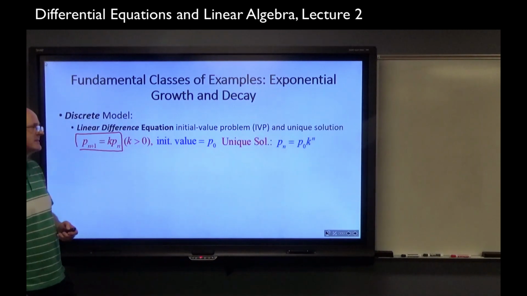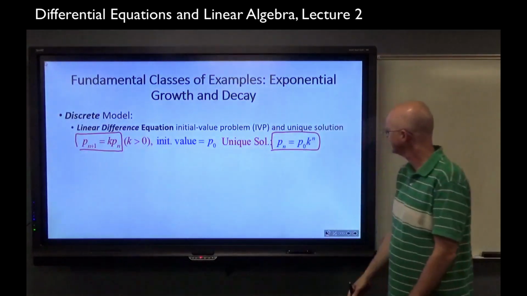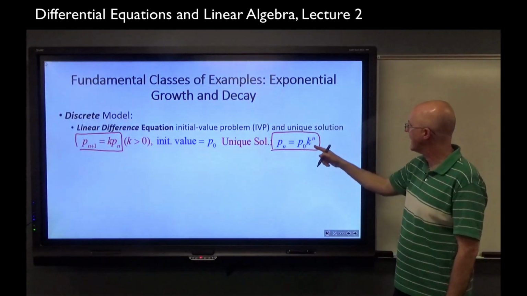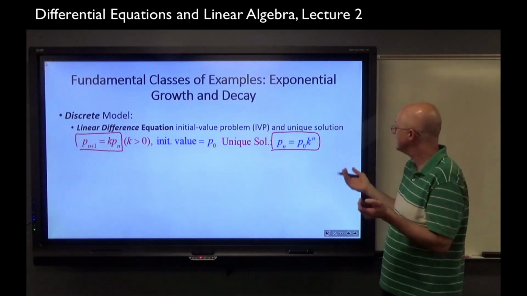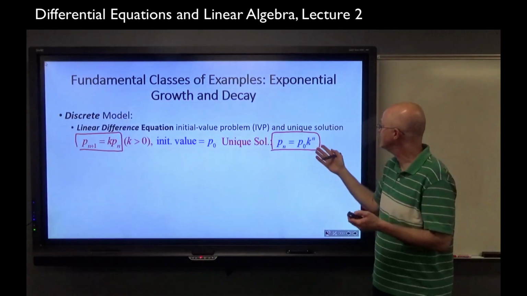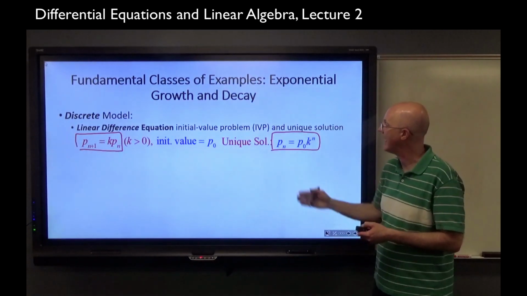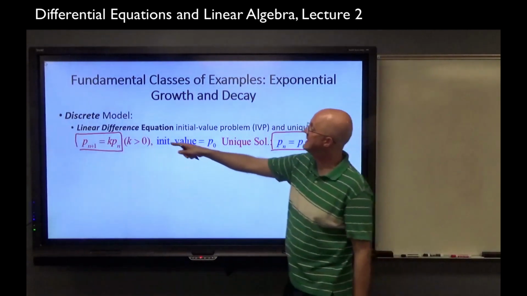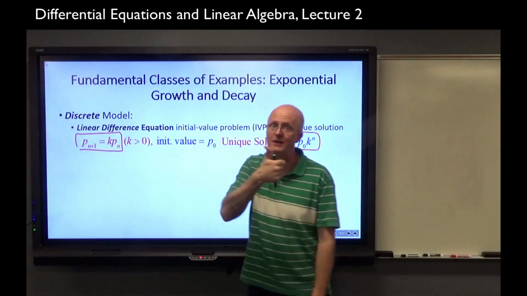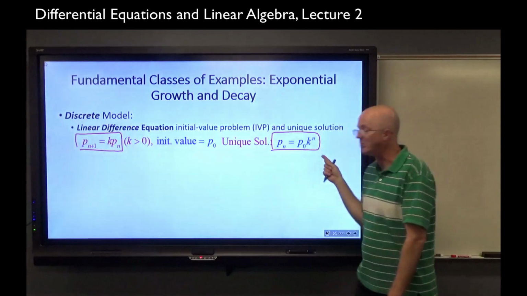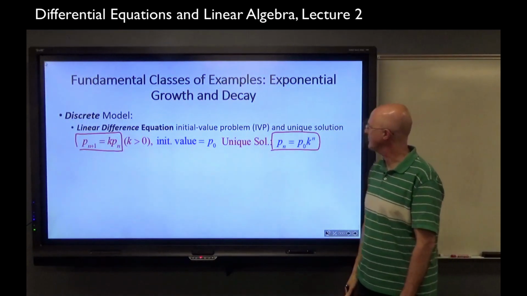What's the unique solution? This is global information. There's the unique solution. P_n equals P_0 times K to the n. For any n, could be 10, could be 100, could be 1,000,000, you can just plug into this formula to find the population, say, at that time n. You don't have to keep using this formula over and over again. That's good, right? We want to have global kind of information about what's going on. How do you verify that it's a unique solution?